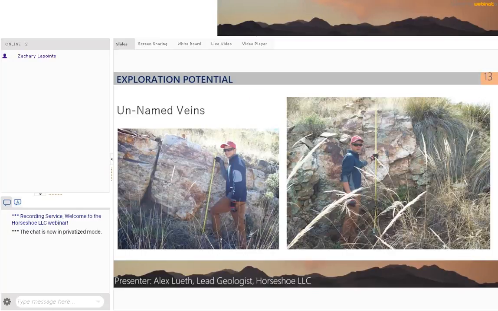These are 2 veins that don't have names, and they represent really the upside potential. There are many, many more of these unnamed veins out there that we just need time to get back to, explore, and develop into targets as good or better than the targets we're working on right now.